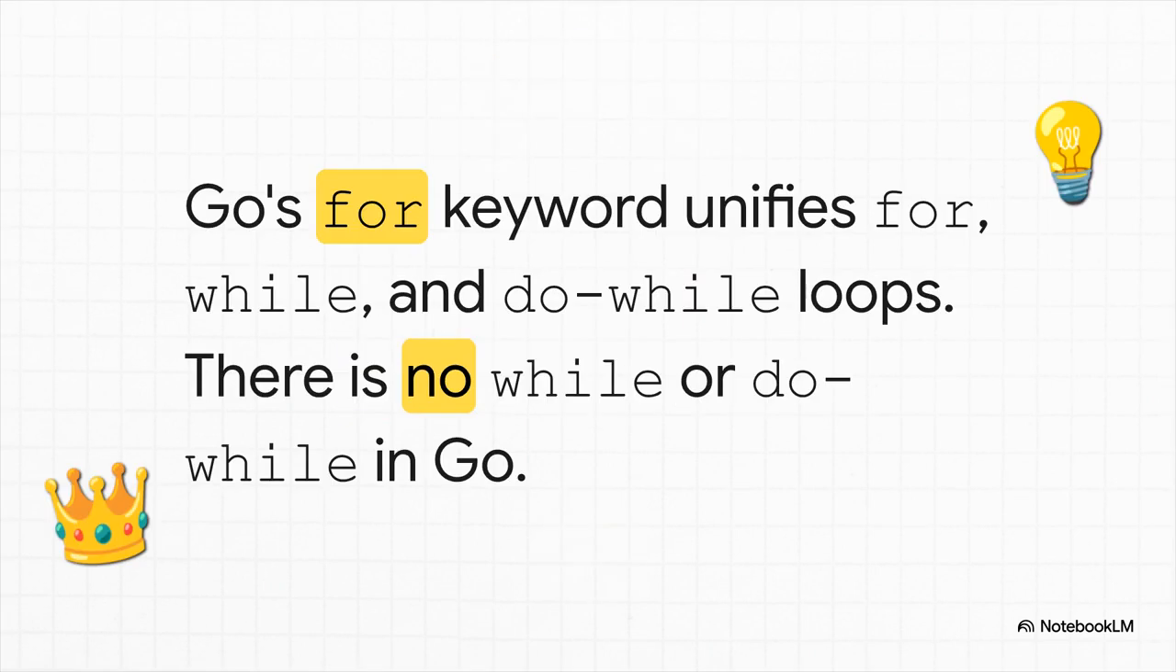And here's the answer. The designers of Go made this really bold choice to bring all looping under one roof, using a single, super flexible for keyword. That's right, no while, no do while, just for. This one decision cleans up the language so much and gets rid of any confusion. It just gives you one tool that can handle any loop you throw at it.